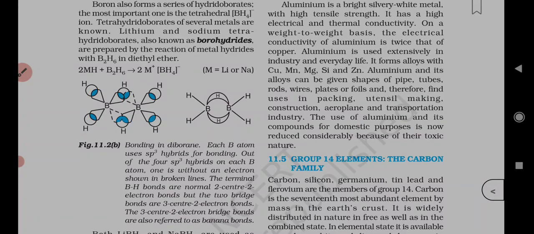Both lithium borohydride and sodium borohydride are used as reducing agents in organic synthesis. They are useful starting materials for preparing other metal borohydrides. So lithium borohydride, sodium borohydride ये reducing agent की तरह यूज़ करते हैं in organic chemistry, जैसे कि NaBH4 हम देखते हैं. They are used as starting material for preparing other metal borohydrides. Okay.